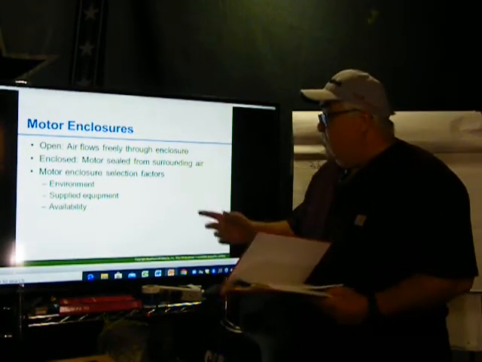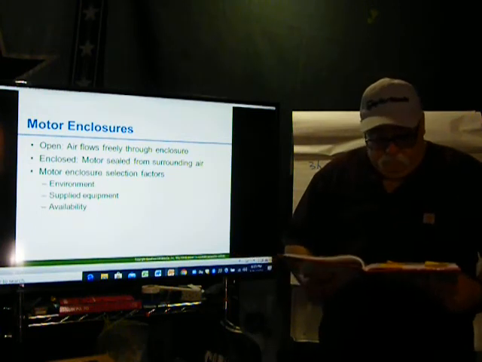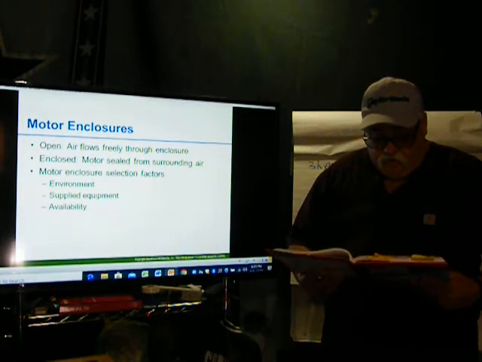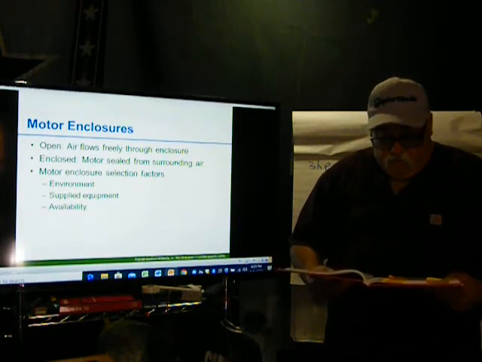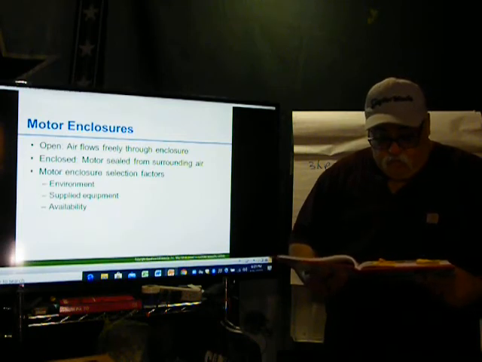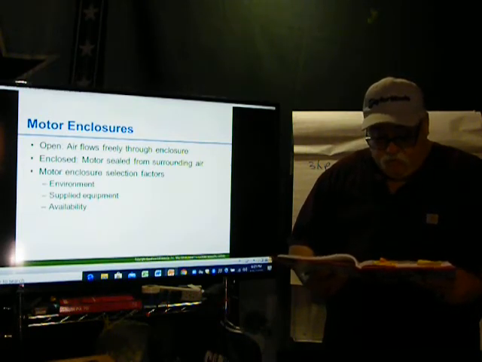Environment. So here they have the environment, supplied equipment, and availability. The area the motor is installed in will most likely dictate the type of enclosure needed. Hazardous locations require explosion-proof enclosures. Areas where liquid may be present require a drip-proof or splash-proof enclosure.